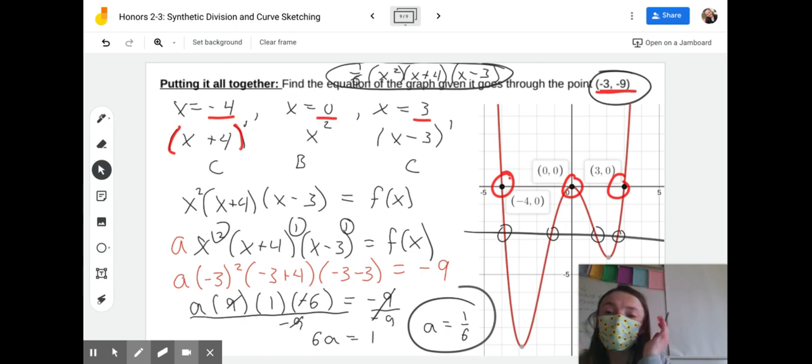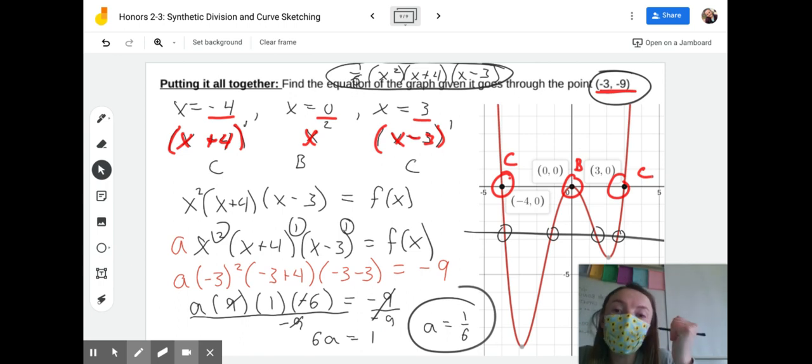So if I want to write x equals negative 4 as a factor, I can write it as x plus 4. If I want to write x equals 0 as a factor, I can write it as x. Don't pay attention to the square quite yet. And if I want to write x equals 3 as a factor, it's x minus 3. Now the question is, it looks like it crosses here, bounces here, and crosses here. And I know that when I have multiplicity that is odd, I should cross. And when I have multiplicity that's even, I should bounce.